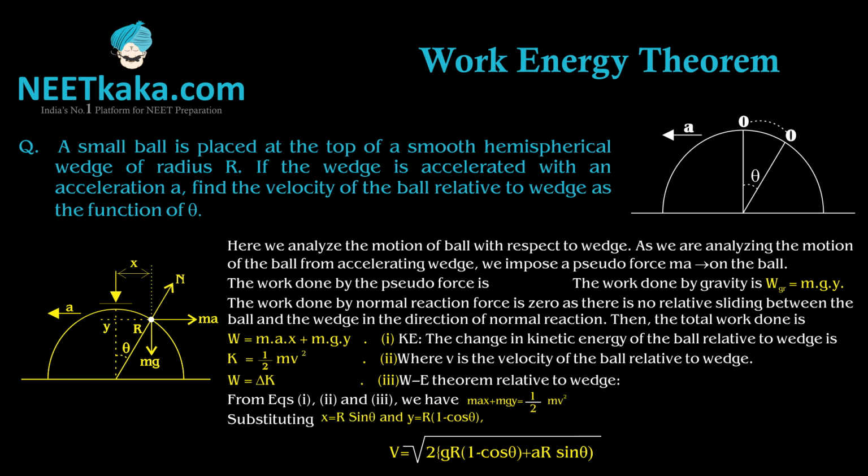So work done by the pseudo force is m into a into r sin theta, and work done by gravity is mg into r(1 minus cos theta). So m a r sin theta plus m g r(1 minus cos theta) must be equal to the change in kinetic energy of the body, that is half m v square. So we get v as the square root of 2gr(1 minus cos theta) plus a r sin theta, and this particular v would have been otherwise very difficult to calculate via kinematics, which we easily determined by the work energy theorem.